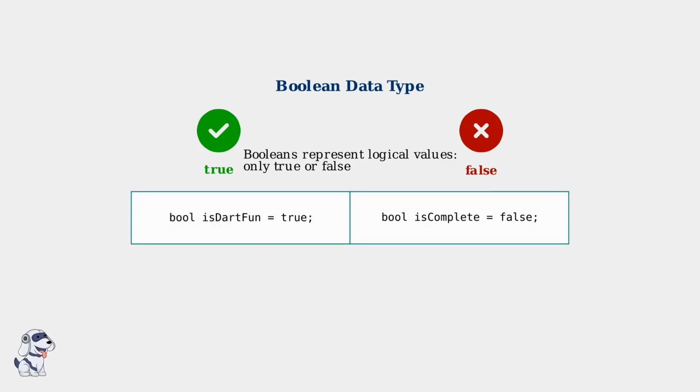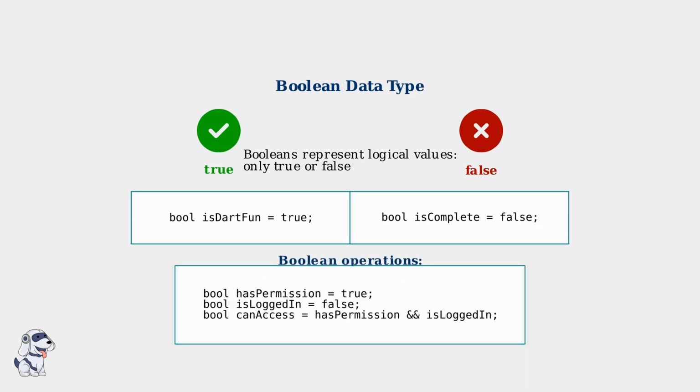Here are examples of Boolean declarations. We can create a Boolean variable called isDartFun and set it to true, or create isComplete and set it to false. Notice that true and false are keywords in Dart. They don't need quotes. Booleans are often used in logical operations. Here we use the AND operator, double ampersand, to combine two Boolean values. The result canAccess will be false because both conditions must be true for AND to return true.